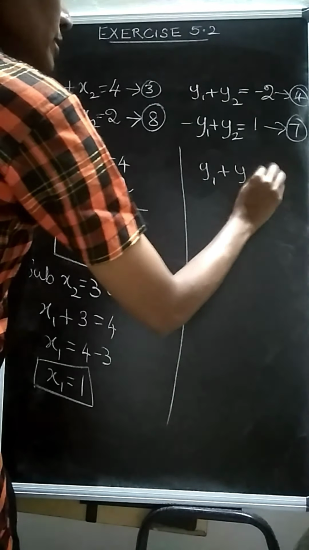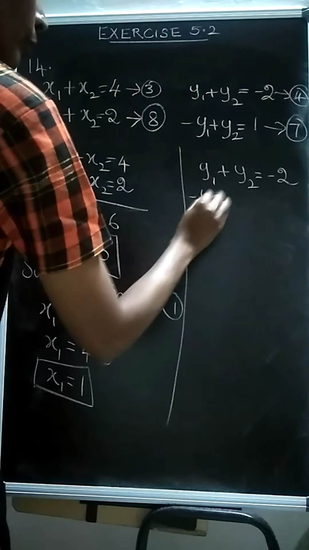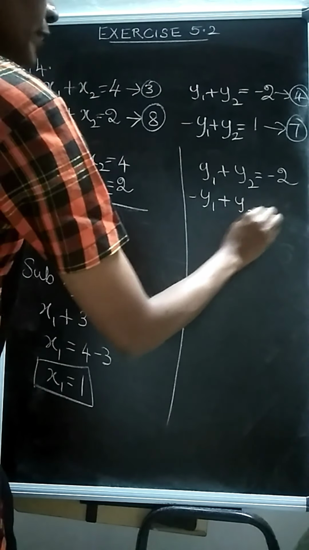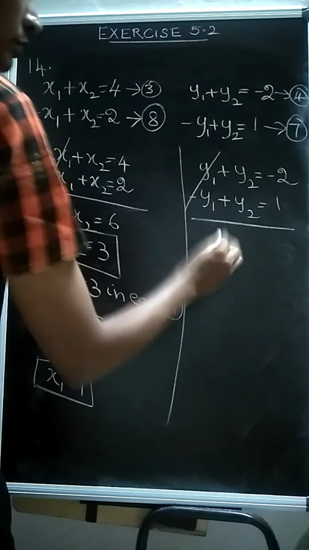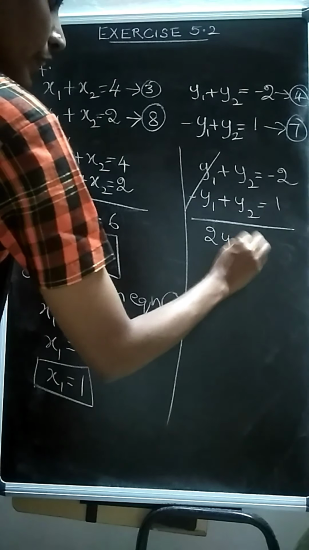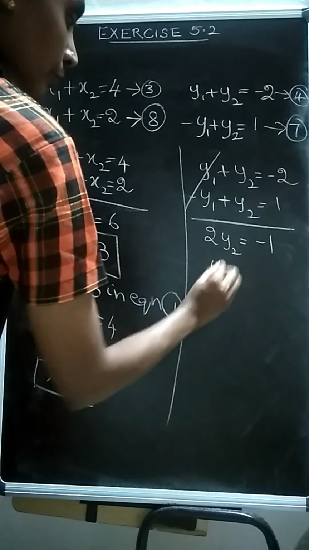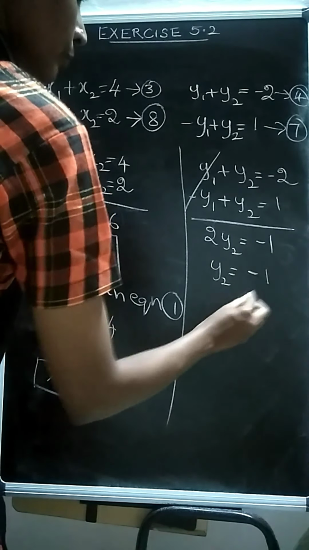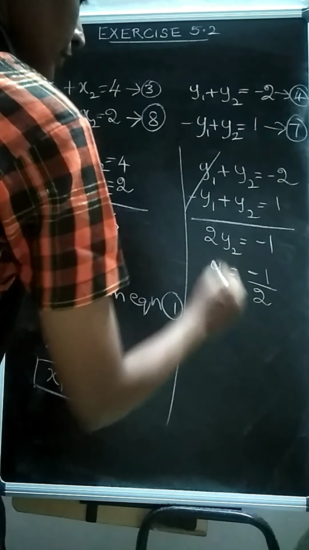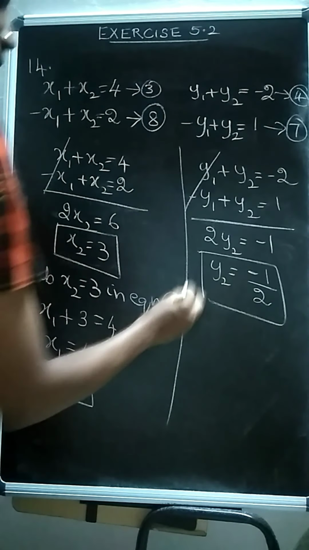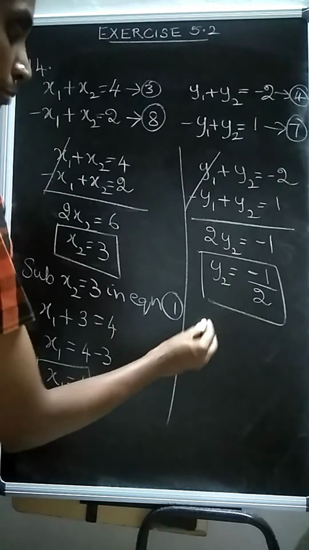y1 plus y2 is equal to minus 2. Minus y1 plus y2 is equal to 1. So 2y2 is equal to minus 1. y2 is equal to minus 1 by 2. Substitute y2 is equal to minus 1 by 2 in 1.